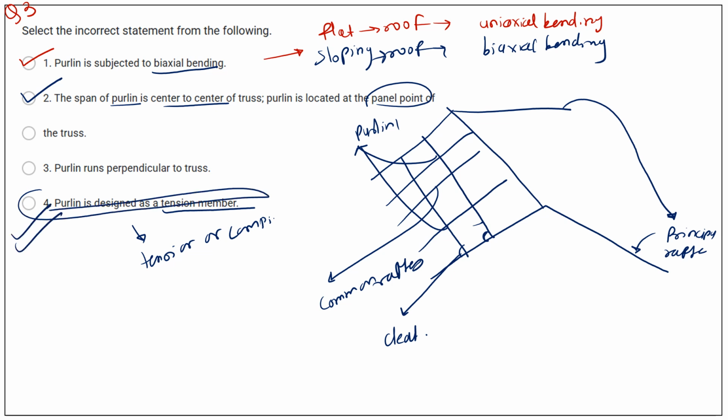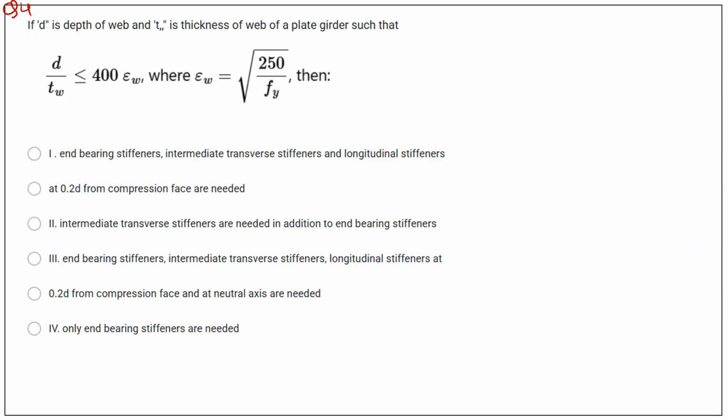Here. The next question. Question number 4. If D is the depth of web, T is the thickness of web of a plate girder such that this is the given condition, and for this given condition we need to know which kind of stiffener is provided. So there are different conditions for stiffeners in case of a plate girder.